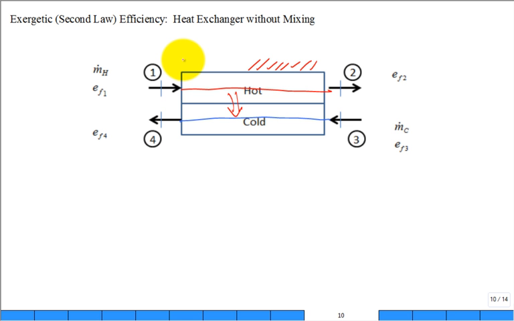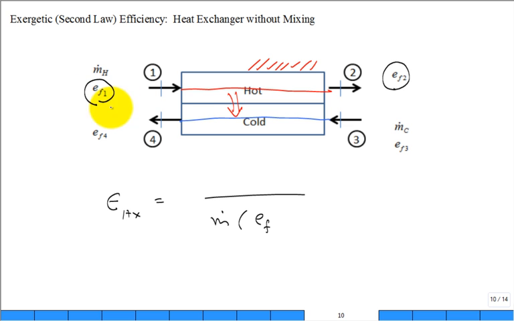Not really, because some could be destroyed because of irreversibilities, and there are a lot of irreversibilities in heat exchangers because there's heat transfer through a finite temperature difference. That's one of the big causes in addition to friction. So the exergetic efficiency of this heat exchanger would be, coming out of the hot stream, which one is greater, EF2 or EF1? EF1 is greater. EF2 is less.